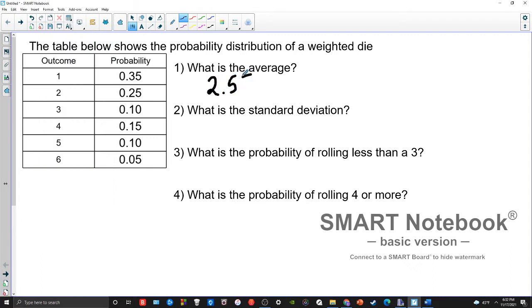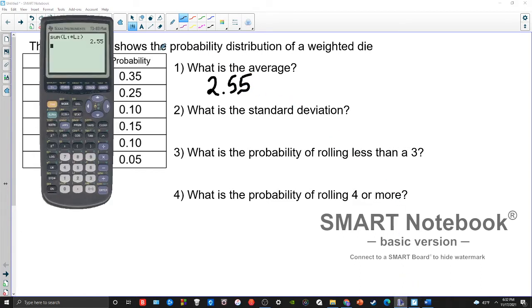Now, can we roll 0.55? No, but again, it's an average, so that's fine. What is the standard deviation? So the standard deviation is similar to the average, except it starts with an L1 squared. So we go second L1 squared. There you go. So we do that minus the square of our average, so in this case, 2.55 squared. Same way, just L1 squared instead of L1, minus average squared, and then square root that answer. Make sure you don't forget the square root part. And we get 1.56.